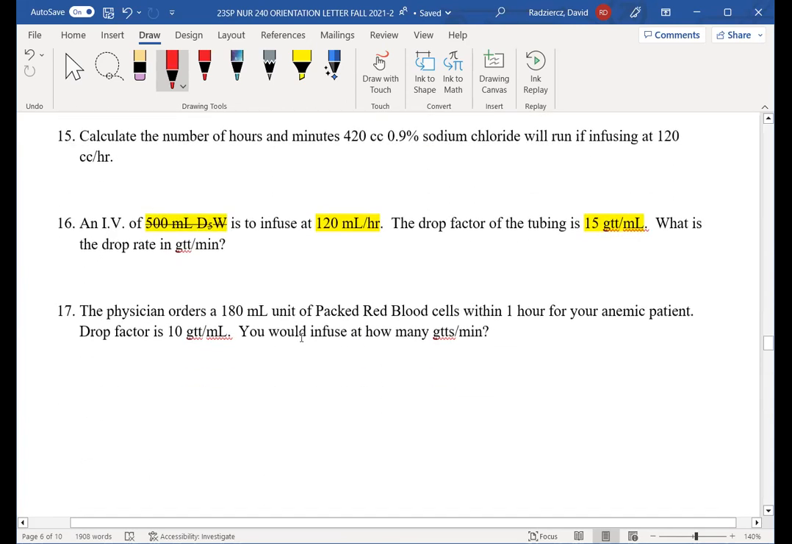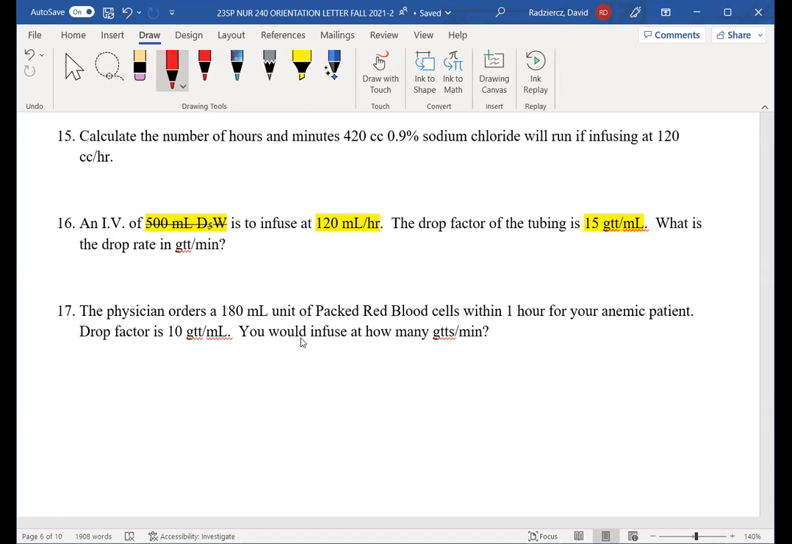All right, for this one here, I crossed this out, and the reason is because it tells us that we have an IV. The total IV volume is 500 milliliters. Then it tells us we have an infusion rate of 120 milliliters per hour, but I want to know what the infusion rate is if we brought it through a tubing that has a drop factor of 15 drops per milliliter. Okay.